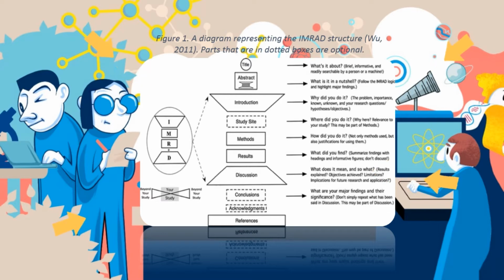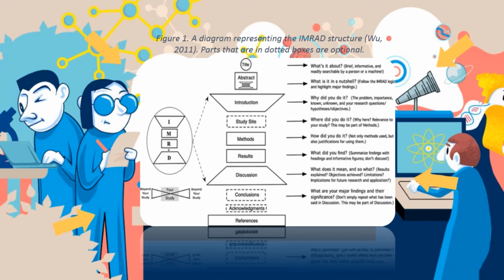The third one is your introduction. So dito na papasok mga anak yung IMRAD. The introduction should answer the question, why did you do it? It should have the problem, importance, known, unknown, and your research questions or hypotheses or objectives. So in short, the introduction should have the statement of the problem, the significance of the study, and also your hypothesis.